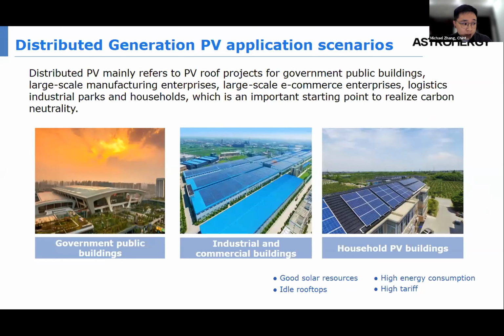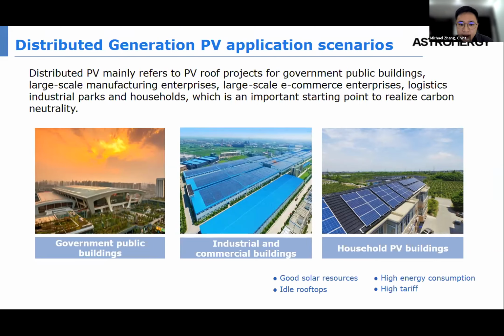Okay, the third part is about system solutions for DG scenarios. Right now, we have three types of buildings. The first is government public buildings. Second is commercial and industrial buildings. The third one is household PV buildings.